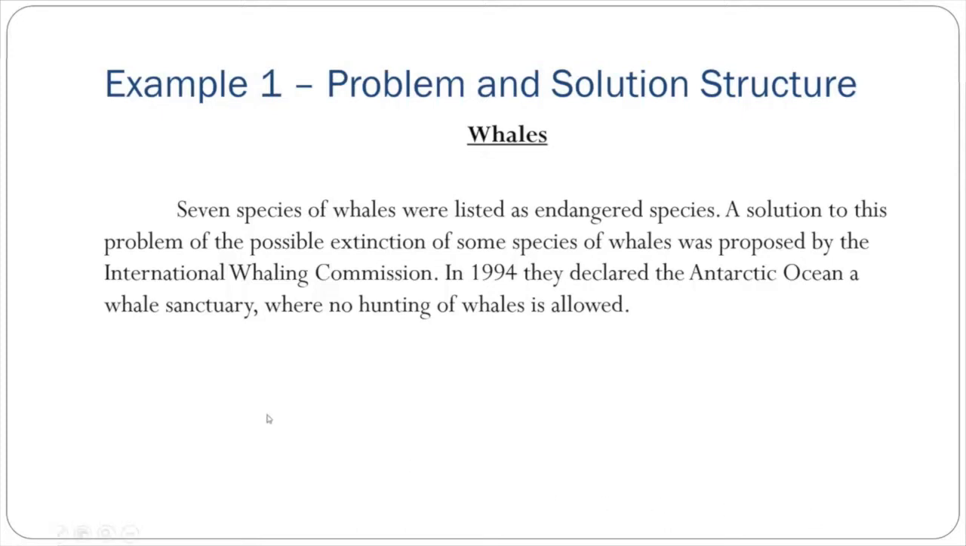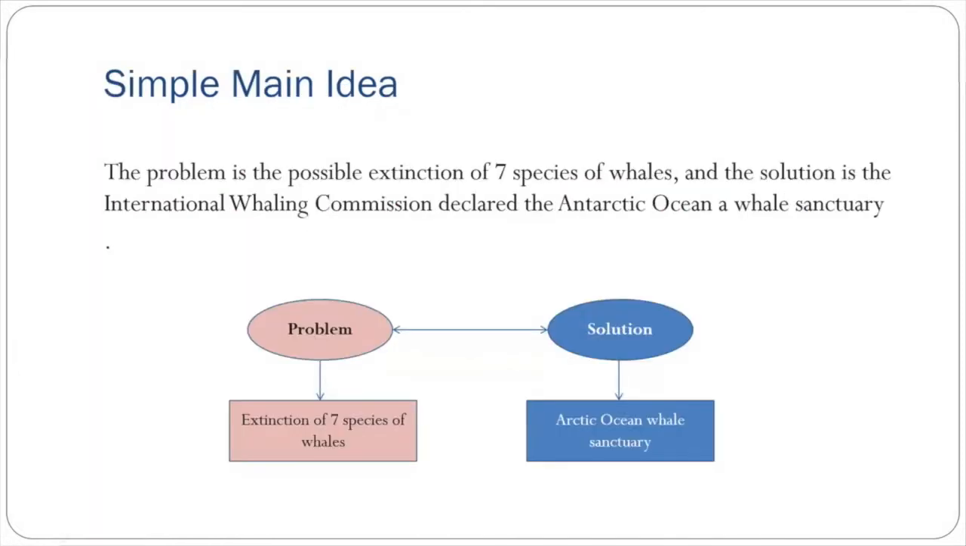I hope you see that there are 2 signaling words used in this passage. The first one is the word problem, and the second one is the word solution, as you can see on this page. I've just highlighted that information for you. A simple main idea for that passage is the problem is the possible extinction of 7 species of whales, and the solution is the International Whaling Commission declared the Antarctic Ocean a whale sanctuary. You can see I've developed a diagram that showcases what the problem is and what the solution is.